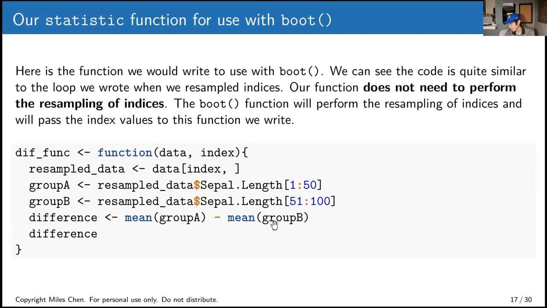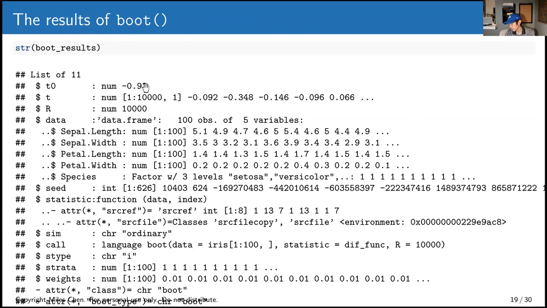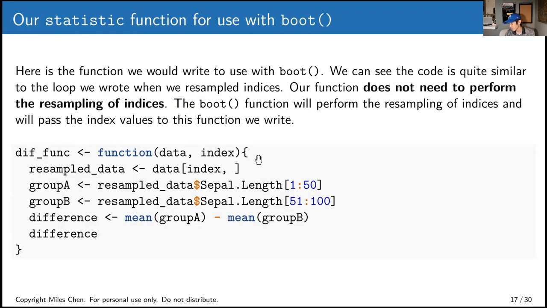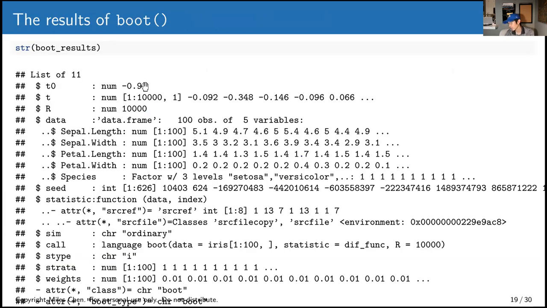When you calculate the mean on group B, you get 5.936 on the Setosa versus Virginica. And so the difference will be negative 0.93. So if we don't do any kind of resampling and we just throw them all in here, group A will be all the Setosa and group B will be all the Virginica. And so in that case, we get a difference of negative 0.93.